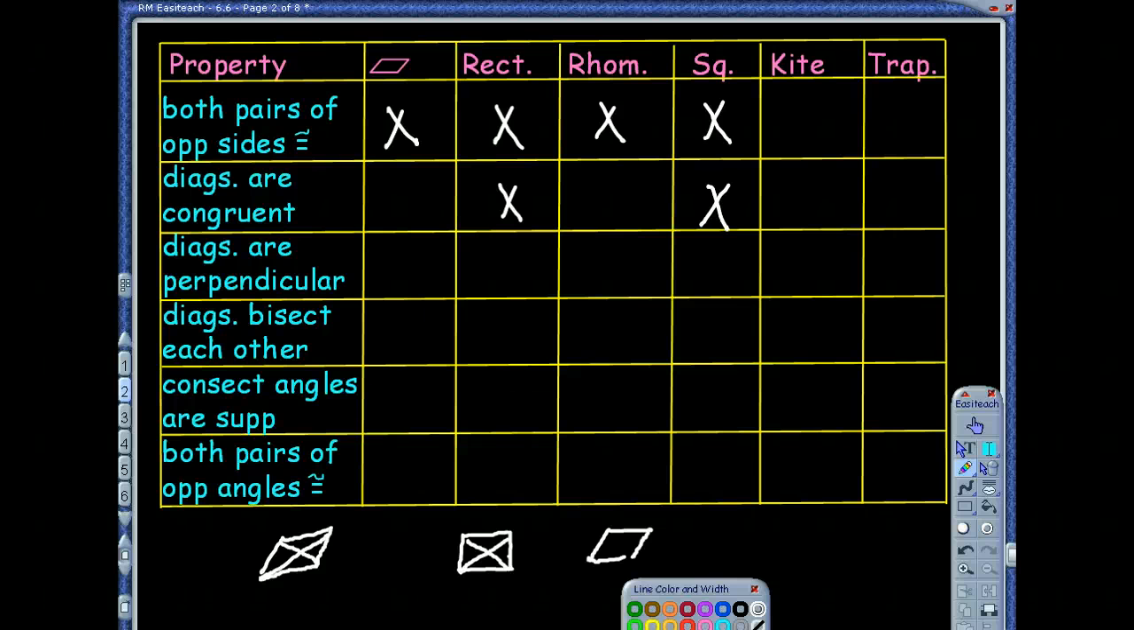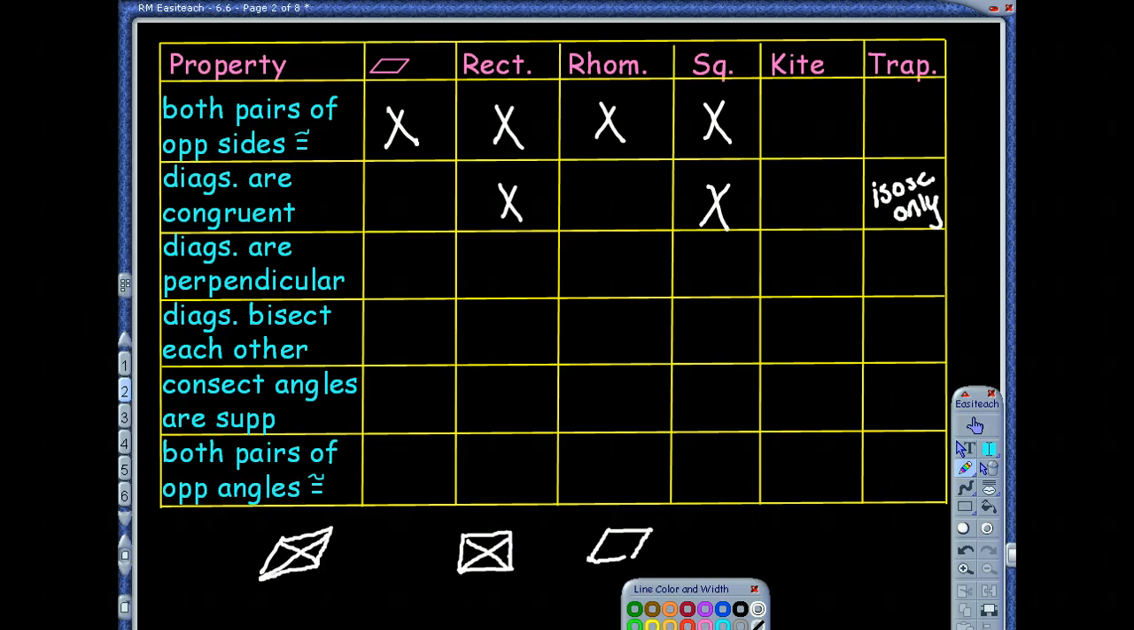And it's not a property of a rhombus. Kite, it's not a property of a kite. Right. Trapezoid, only if it's an isosceles trapezoid. So we probably wouldn't want to put a check in there. I'm just going to make a little note. Yeah. It's not works for all trapezoids. It only works for isosceles.